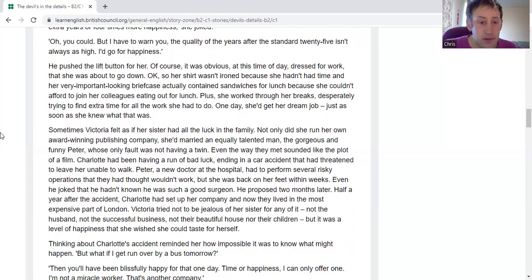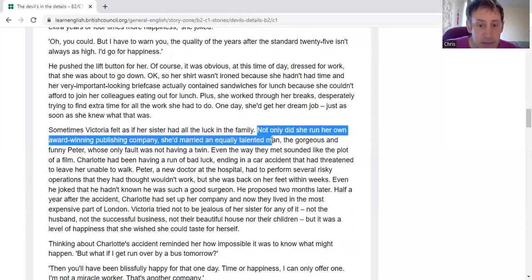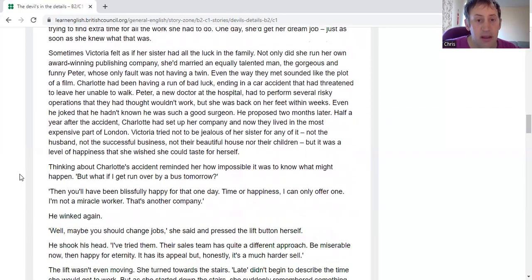Sometimes Victoria felt as if her sister had all the luck in the family. Not only did she run her own award-winning publishing company, she'd married an equally talented man, the gorgeous and funny Peter, whose only fault was not having a twin. Even the way they met sounded like the plot of a film.